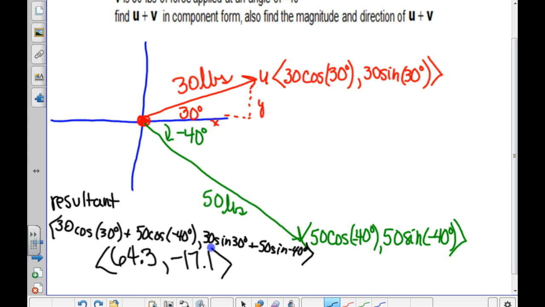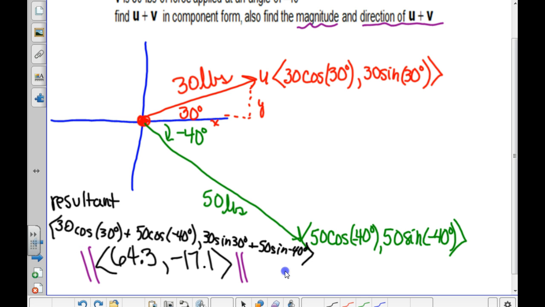Is that at all what we thought? It's not making a lot of sense to us yet, but does it at least seem like it's going to be in the fourth quadrant? It's positive and a negative? Okay. That's the component form. That doesn't help us a whole lot. What we need to do is determine the magnitude and direction. Okay? How do we find the magnitude?